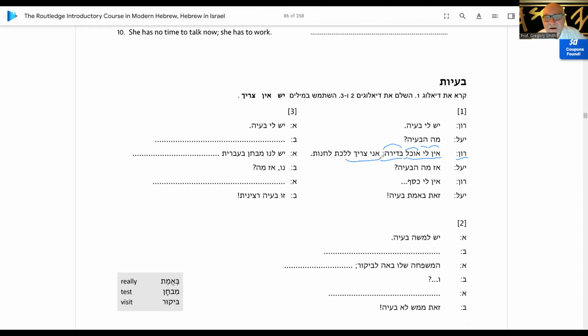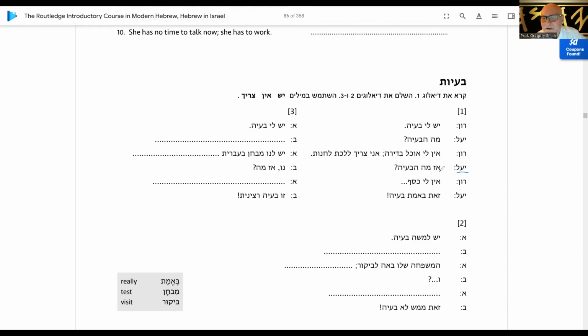Ani zarich leleket lahanot. I need to go. See, lahanot. I think that's like the grocery store. Yeah, I have to go to the store. אני צריך ללכת לחנות. Okay, I have to go to the store.